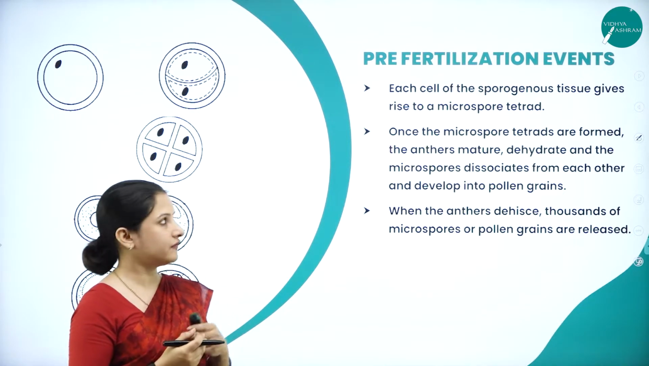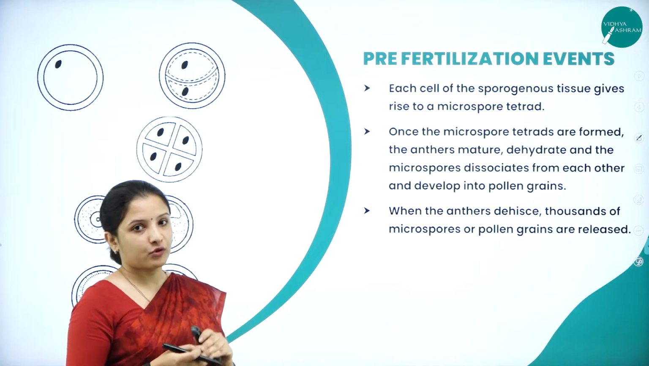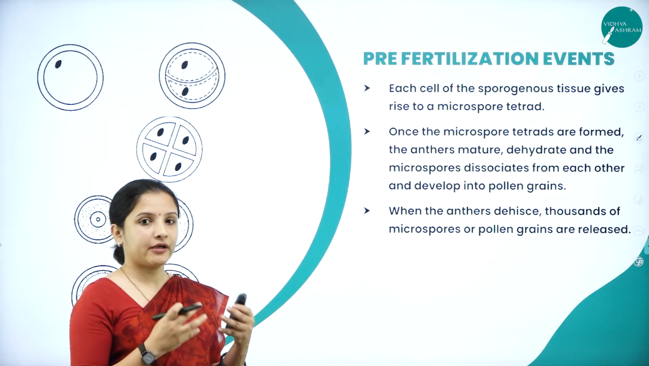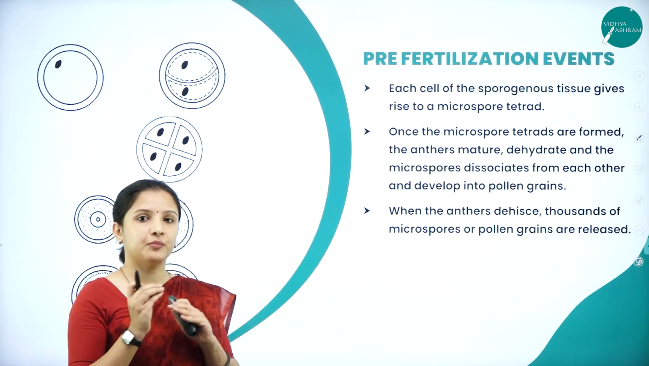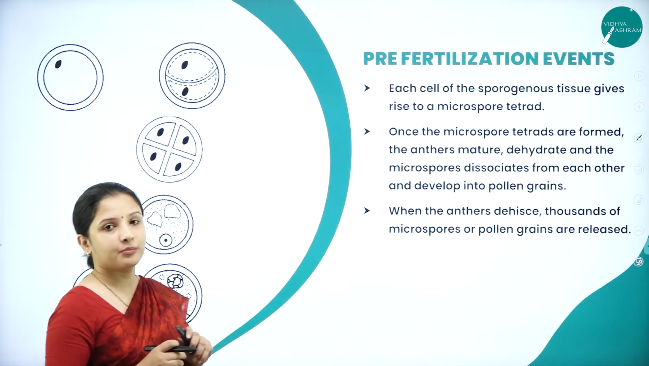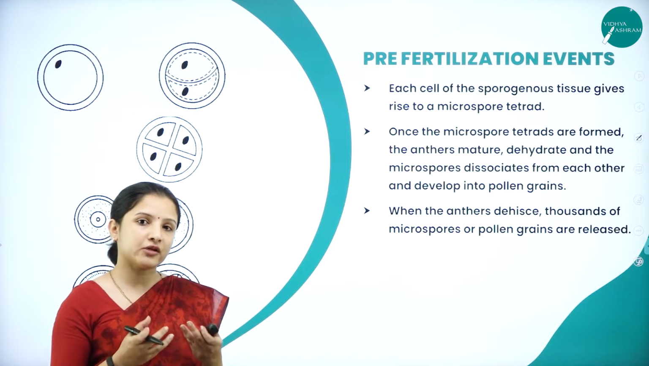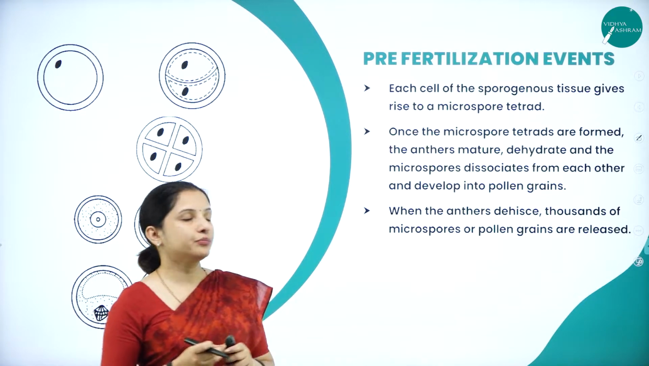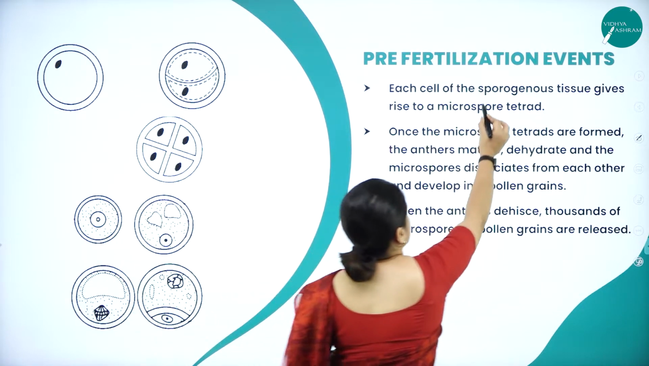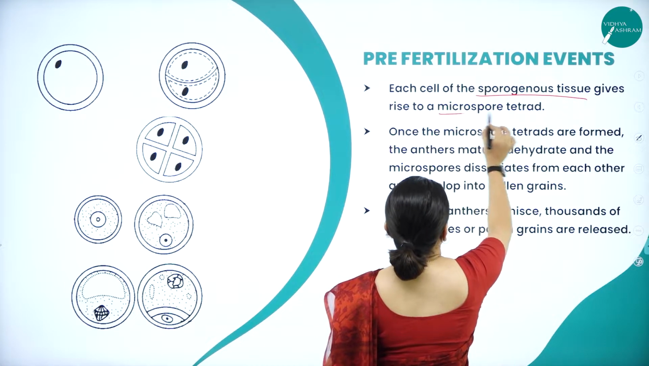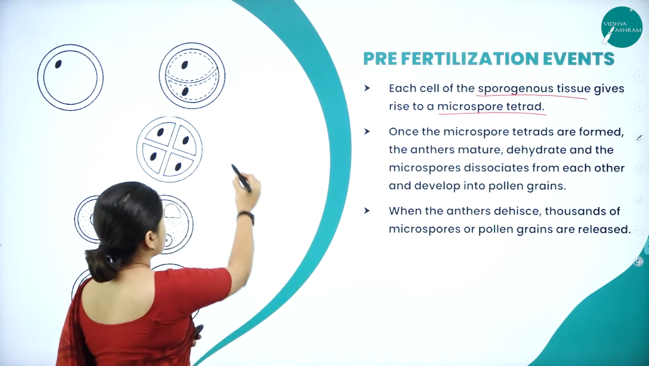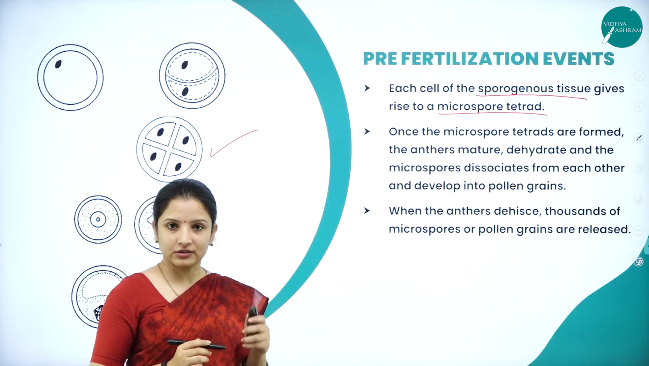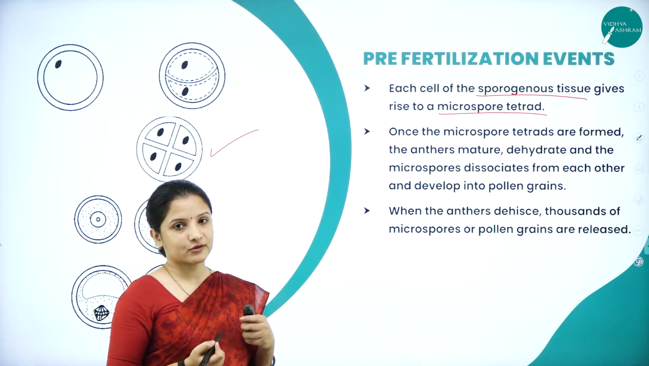Next, moving further, there are again certain steps involved inside the microsporangium, in the pre-fertilization events in the male gametophyte. Once the microspore tetrad is formed, the tetrad becomes separate pollen grains, and the pollen grain has to mature. How the maturation occurs, we'll study. Each cell of the sporogenous tissue will give rise to a microspore tetrad. This is the microspore tetrad that I was talking about.